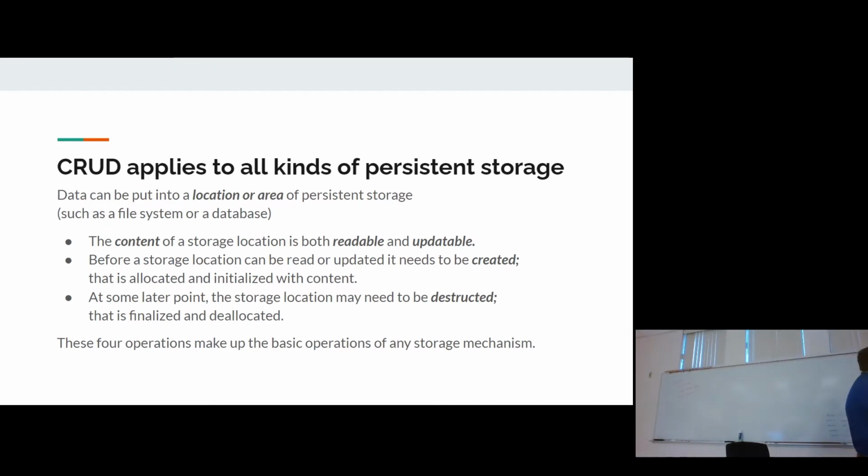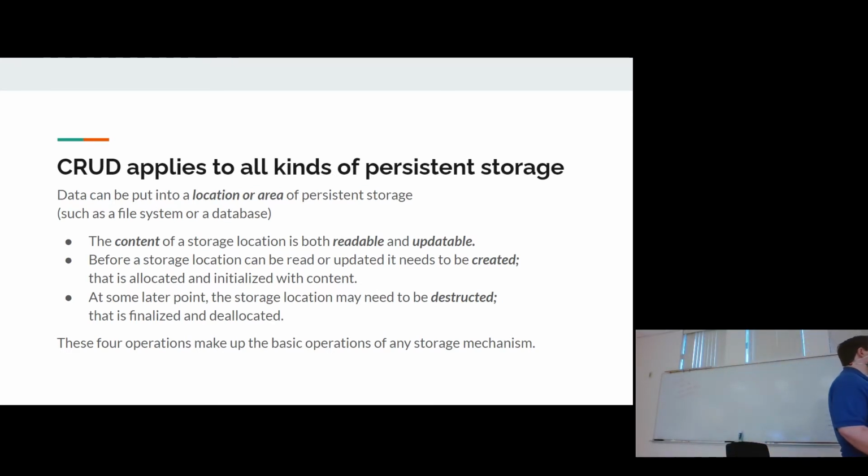So we say, as far as this goes, data can be put into a location or area of persistent storage. Okay. So if we're thinking about a file system, that would be a file, or you could be talking about directories, or you could be talking about a database where you're talking about a single database record. You can actually even talk about it in terms of memory and say these things are objects, right? These are objects that you're creating and destroying. Okay, well, we could think of it there as well.